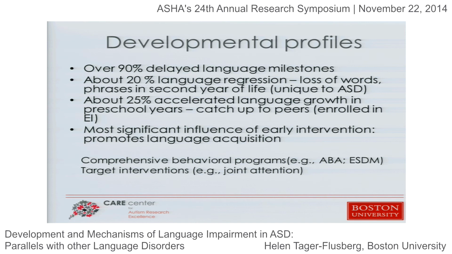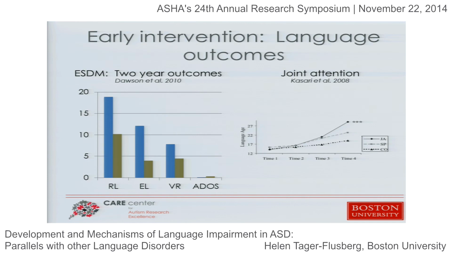And this is true whether we're talking about comprehensive behavioral programs, such as ABA programs or the Early Start Denver model, or whether we're talking about more focused, targeted interventions that drill down to core ingredients like joint attention. And here I'm just showing you data from two such studies.